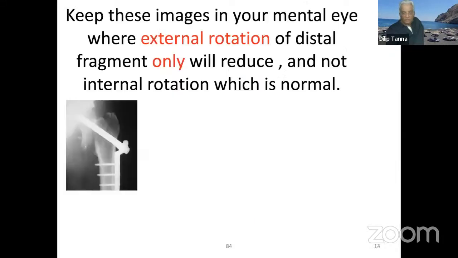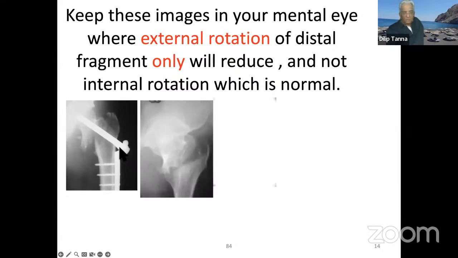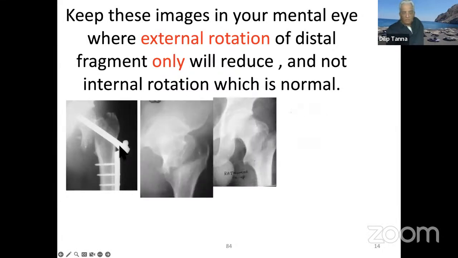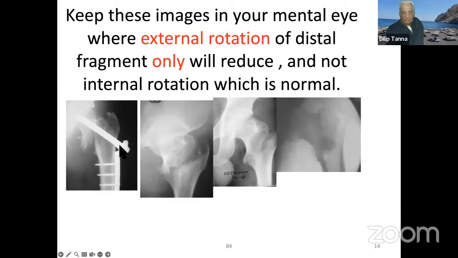This is what he has done ultimately. Now, keep these images in your mind's eye, where external rotation of the distal fragment only will reduce it, and not internal rotation, which is normal. All these are the typical way. Now, even my nurse sees this. They said this is the typical one where you will need an open reduction, because you will not be able to reduce it with a closed reduction, in the majority of patients. Otherwise, it ends up in this sort of a non-union.